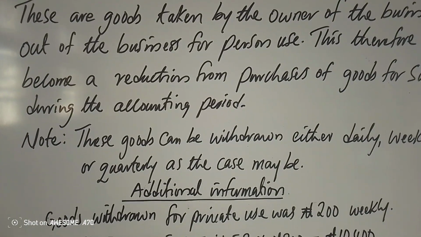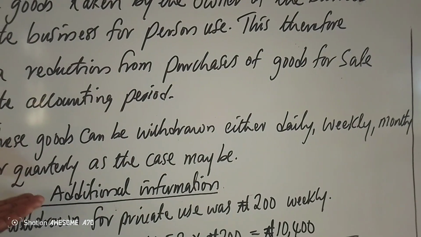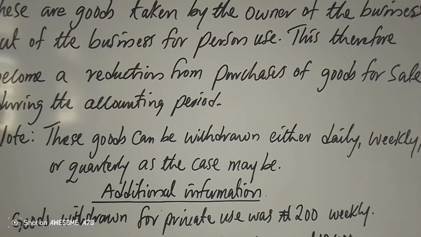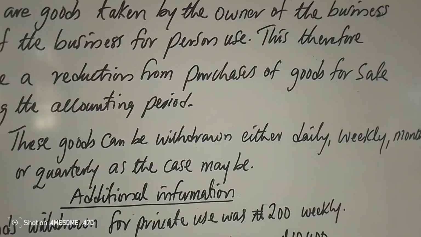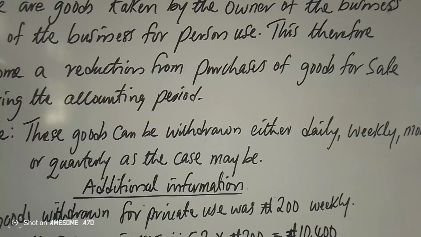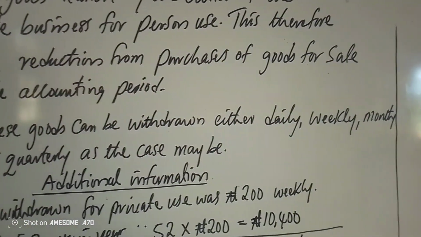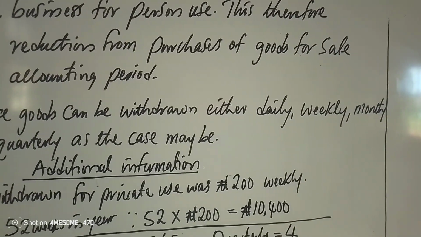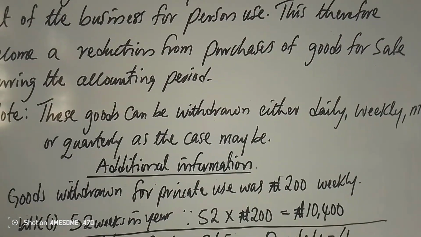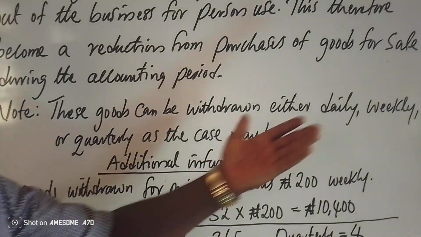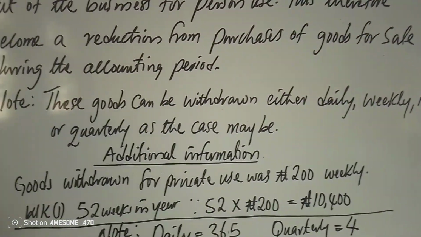How do you treat it? These goods can be withdrawn in different ways. I want to create this scenario because these are the common ways you see it given in questions, or in practical life situations, whereby the goods are withdrawn on a daily basis. Some owners will take goods daily out of the business for personal use, depending on how important the goods are to the owner. Or he will decide to take the goods weekly, monthly or quarterly, as the case may be.